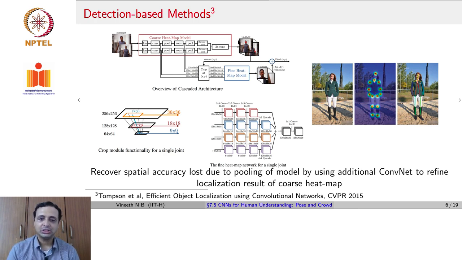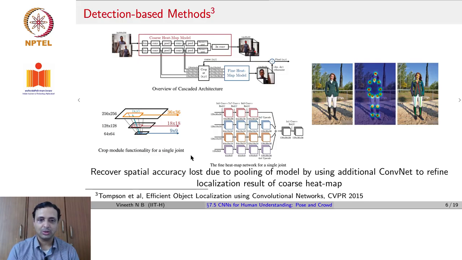And for each joint that you have predicted here, that could be located at the center of a particular heat map, you crop out a patch around it and then have a fine heat map model which improves the localization of the joint in that particular location. Let's now see this fine heat map model in a bit more detail.